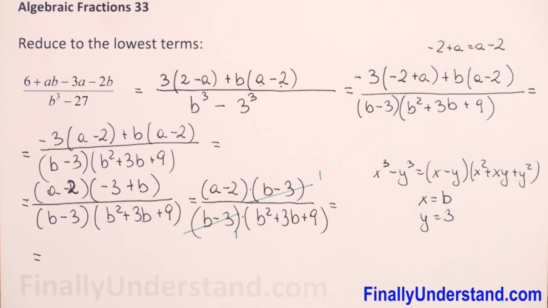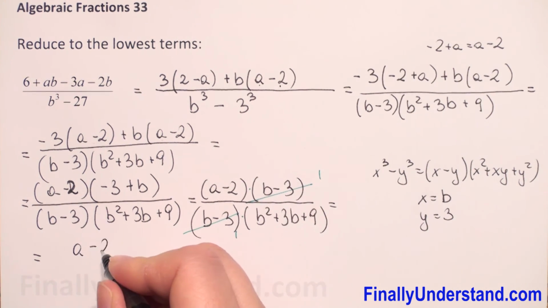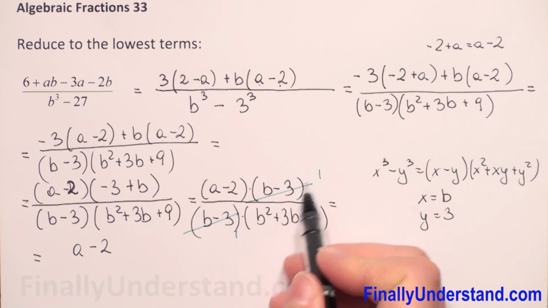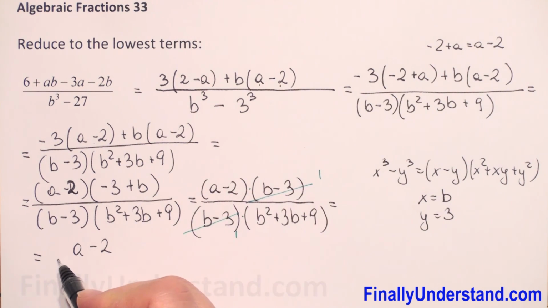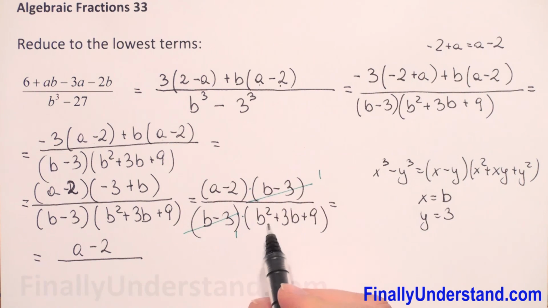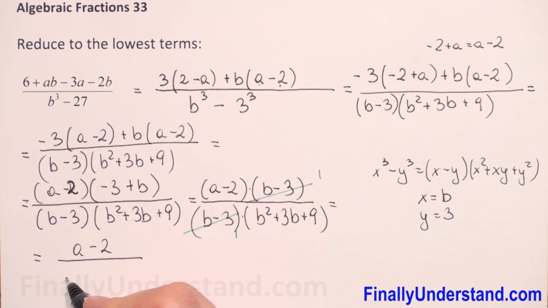So now we have a minus 2 times 1. So this is a minus 2. a minus 2 times 1 is a minus 2 over, and 1 times this whole parenthesis will be the expression in parentheses, b squared plus 3b plus 9. This is my solution.